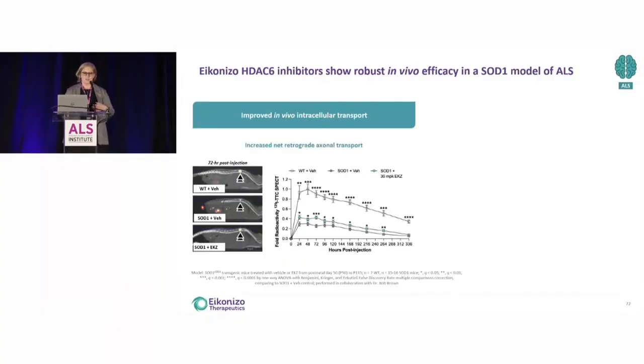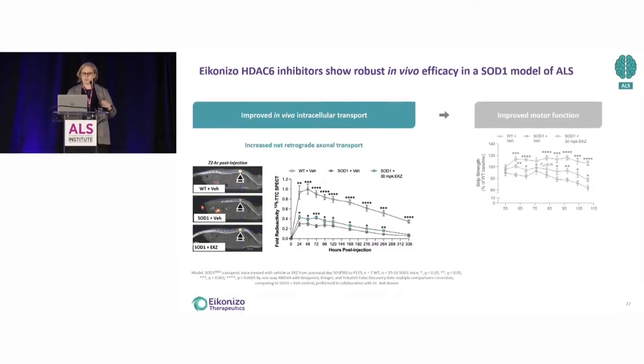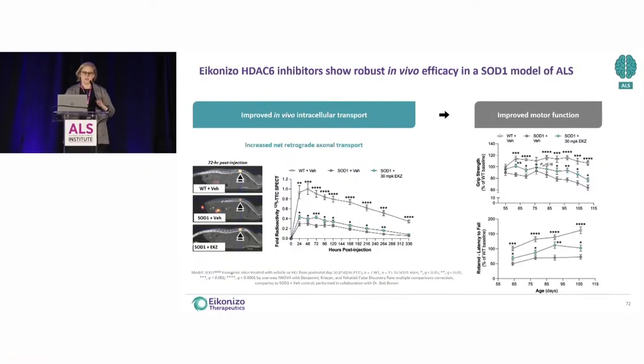And what you can see is that over the 2-week period of time, there's a significant increase in the amount of signal that accumulates in the spinal cord with HDAC6 inhibitor treatment. And importantly, these improvements in axonal transport were associated with an improved motor function. When we measured the grip strength of these animals over time, you could see a significant increase with HDAC6 inhibitor treatment relative to the vehicle treatment group. And then we saw the same thing when we measured rotarod performance.